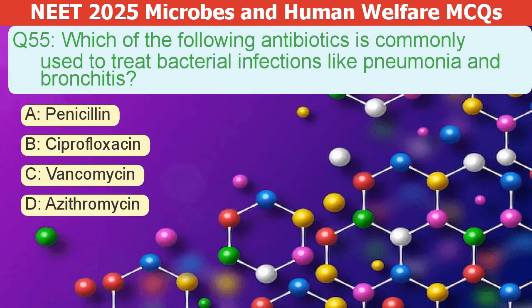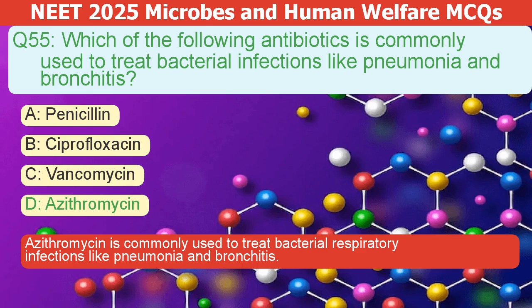Which of the following antibiotics is commonly used to treat bacterial infections like pneumonia and bronchitis? A. Penicillin. B. Ciprofloxacin. C. Vancomycin. D. Azithromycin. The correct answer is D. Azithromycin is commonly used to treat bacterial respiratory infections like pneumonia and bronchitis.